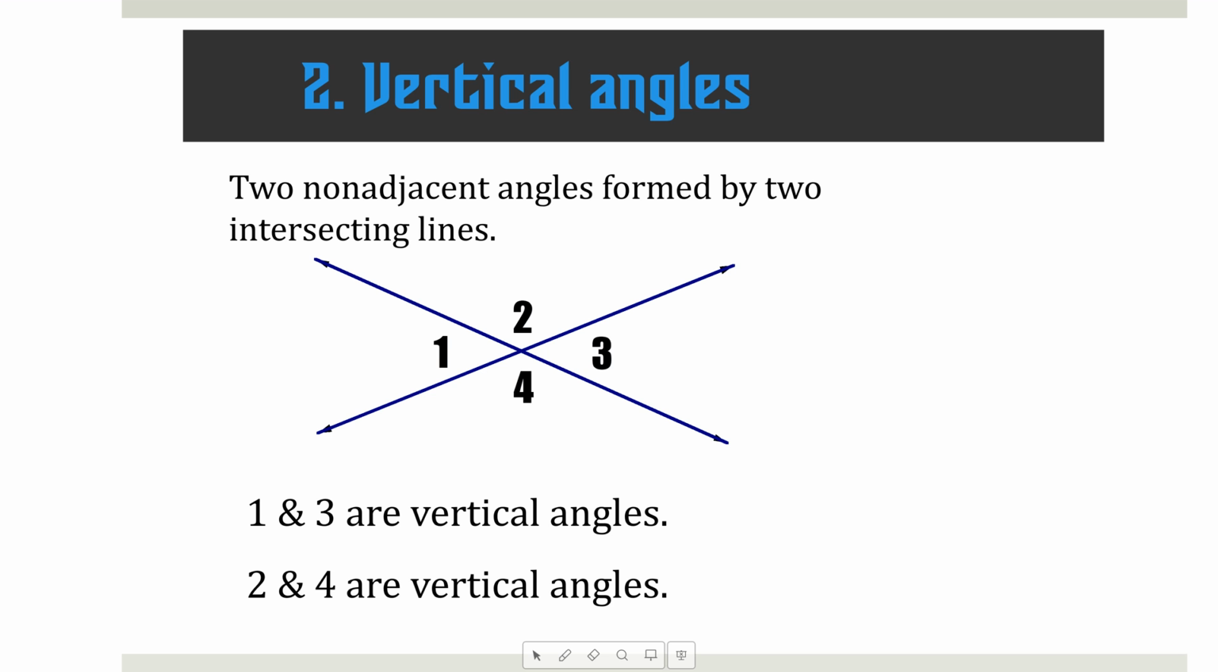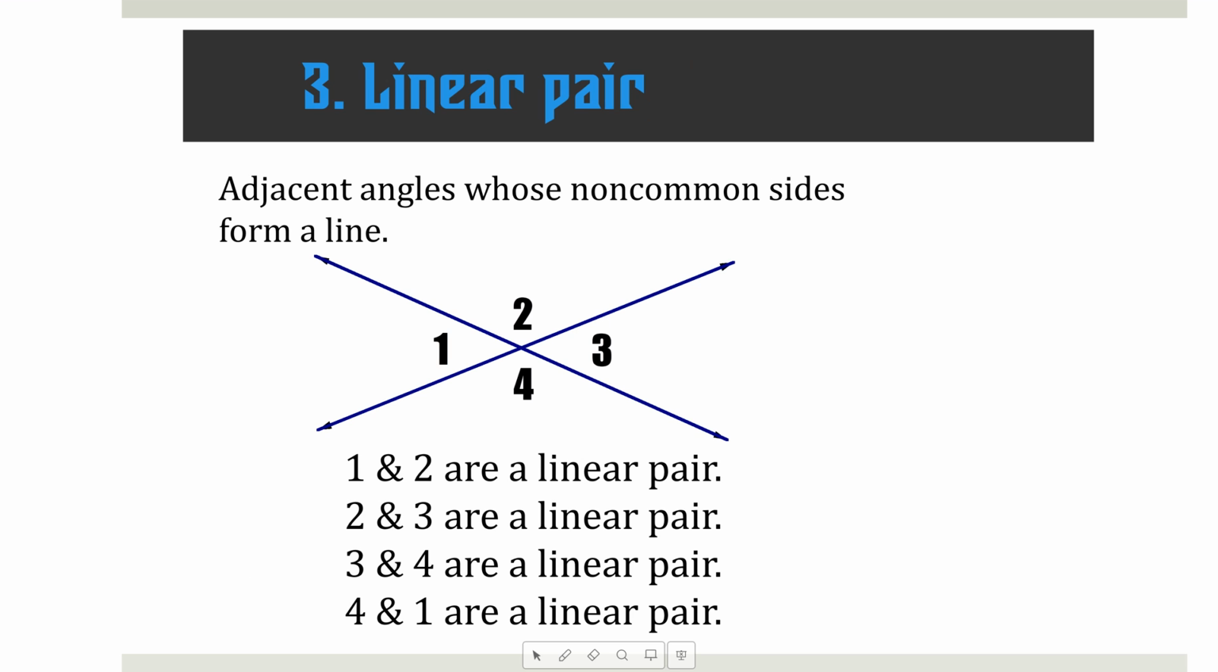That's 2 down, 3 to go. Number 3, a linear pair. Linear because it forms a line. Pair because there's 2 of them. This is one possibility that you'll see a linear pair. However, a more common scenario would be something like this.